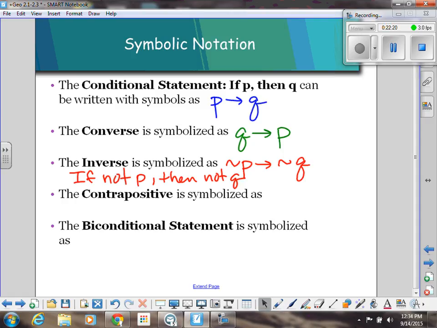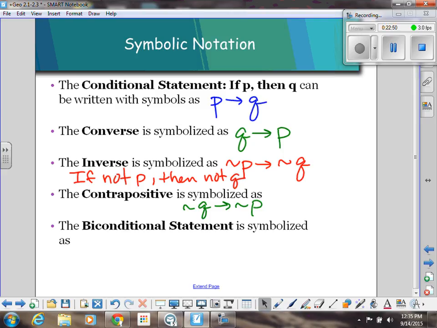And then contrapositive, what do we do for contrapositive? What do we say that does? Negates. Yes, negates the converse. So we flip and negate, right? So I'm going to take that green one and put little squiggles in front of it. So squiggle Q, arrow, squiggle P. And that's read, if not Q, then not P.